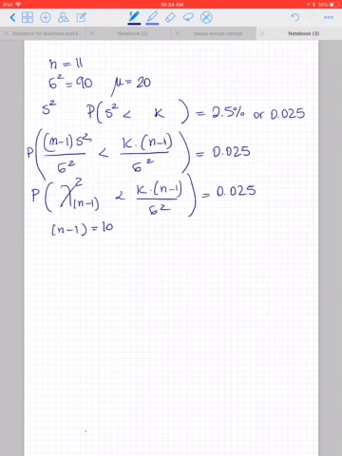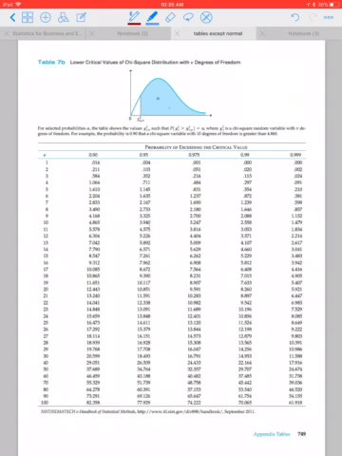Now I have to look at the table of the chi-square. Make sure you look at the right one of the two tables, the one that has numbers closer to what you're interested in. In this case, I look at table 7b. N minus 1 is 10, so I'm only going to look at this line over there.